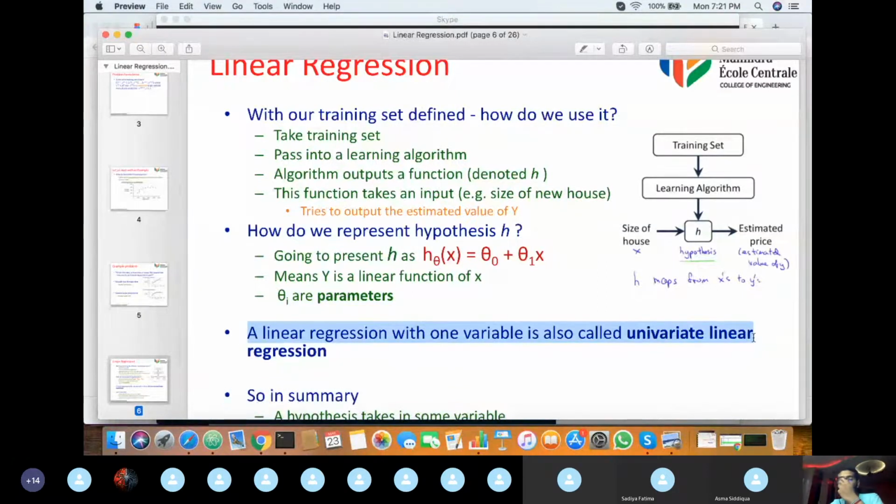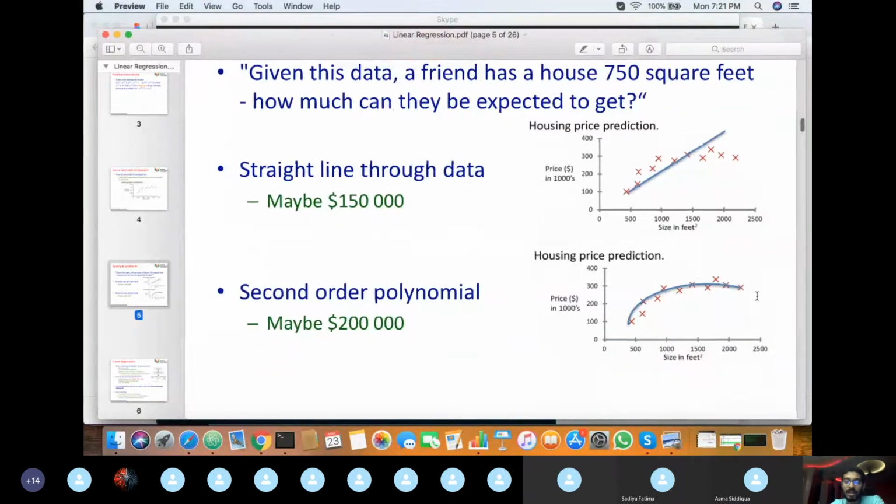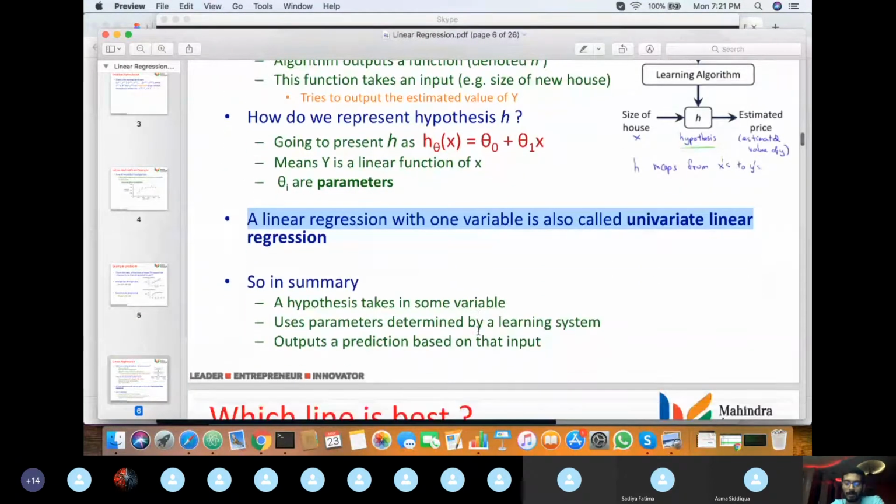So if I have more than one particular input, let's say, in this case I'm only considering the size in square feet. If I also had something like locality, crime rate, etc., I would call it multivariate linear regression. So you have two different types of regression: univariate and multivariate.